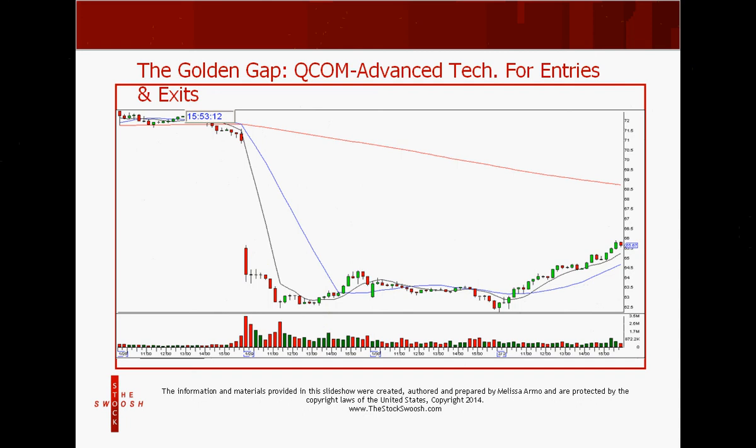So that's another layering. Again, this is advanced. This is another layering on top of everything that I'm already teaching that I do. So if I'm looking at two gaps, QCOM and something else, and QCOM rates better than something else, then I know that QCOM is going to be the better one.